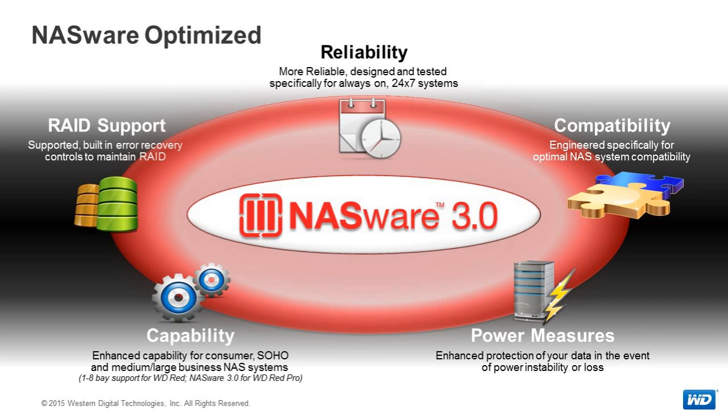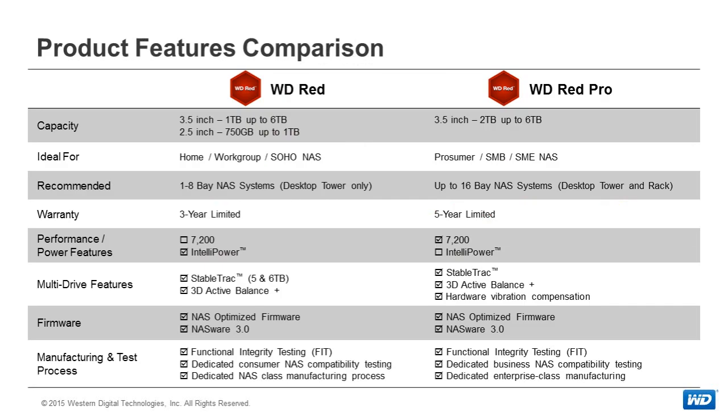And then from a high-level product features comparison, and in case you have questions on what is, again, the difference, almost like a cheat sheet, the difference between the WD-Red and the WD-Red Pro. The capacity ranges are similar, but a little bit different, 1 through 6 terabytes on the WD-Red, 2 up to 6 terabytes on the Red Pro. The Red is targeted more at consumer-type applications, home, work group, and SOHO NAS. And the Red Pro is really ideal for prosumers, SMB, and small to medium enterprise NAS applications.